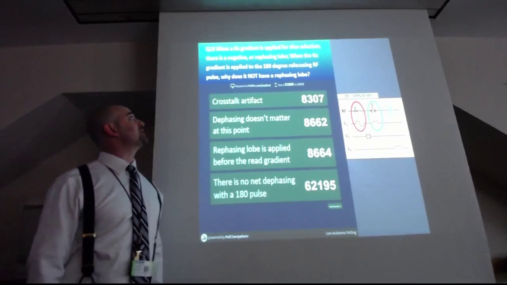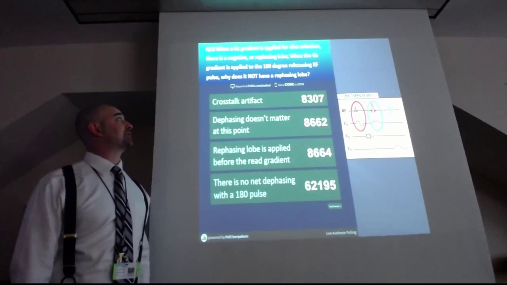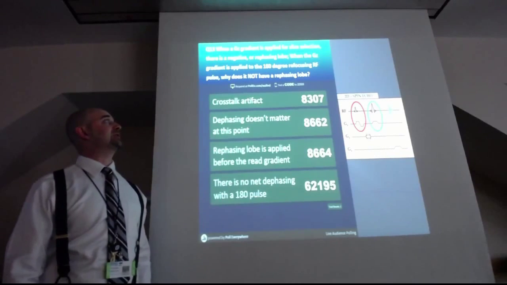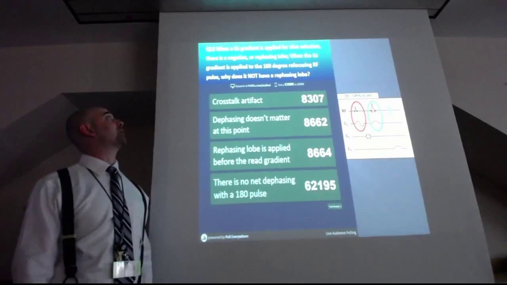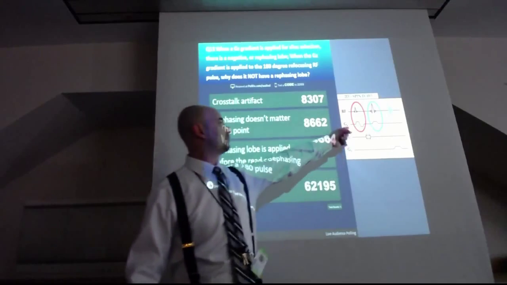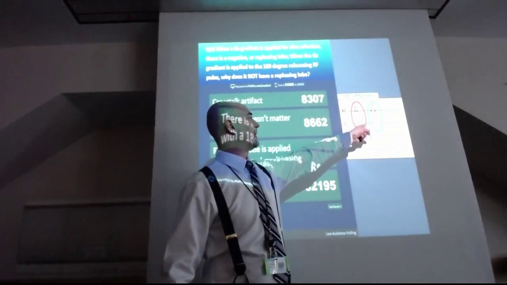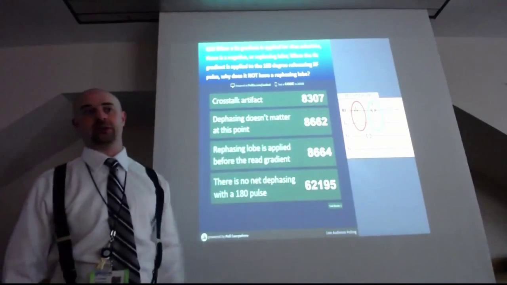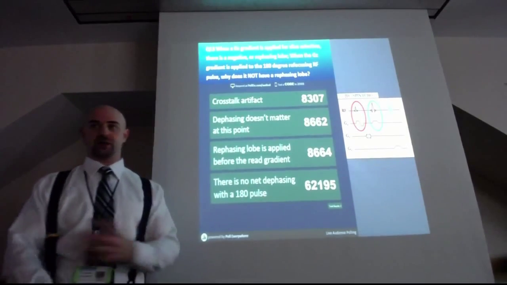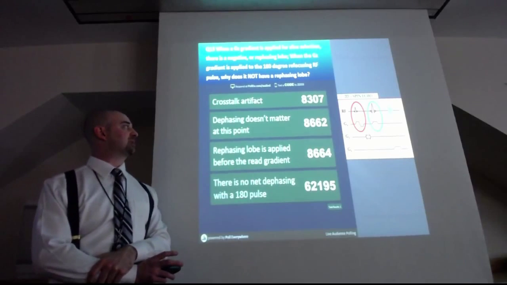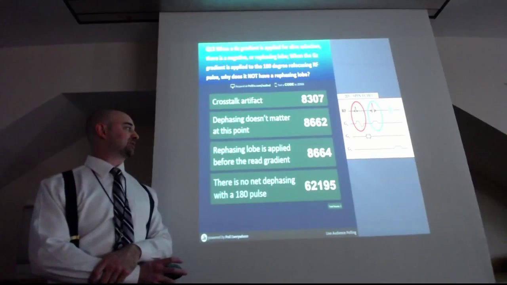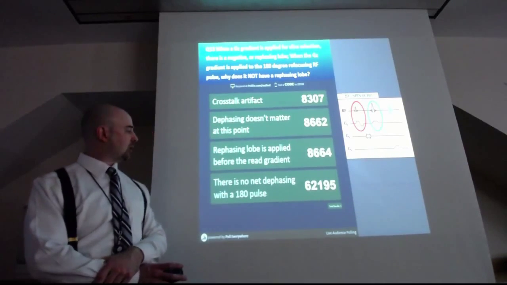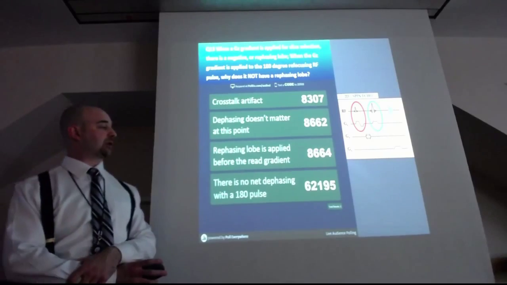All right, so when a gradient, GZ, is applied for slice selection, there's a negative or rephasing lobe, which I just got done explaining. When we apply the GZ gradient during the 180-degree refocusing pulse, there is no rephasing lobe. Take your attention there. Right? You have to unwind that one. How come we don't unwind this one, basically, is what the question's asking. Is it because of crosstalk artifact? Is it because dephasing no longer matters at this point? Is it because the rephasing lobe is applied before the read gradient? Or is it because there is no net dephasing with the 180-degree pulse?